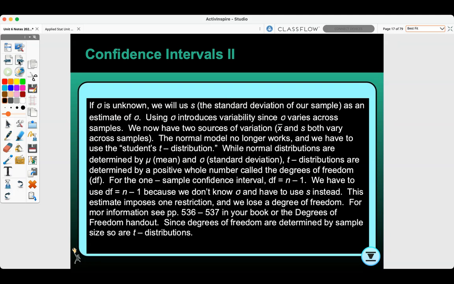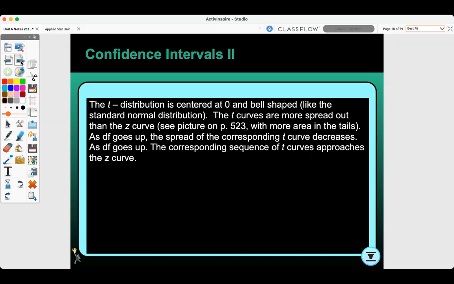For more information, please see your textbook on pages 536 to 537. Since degrees of freedom are determined by sample size, so are t-distributions. The t-distribution is centered at 0 and bell-shaped, much like the standard normal distribution. The t-curves are more spread out than the z-curves. Check your textbook on page 523 for more, where there's more area in the tail.